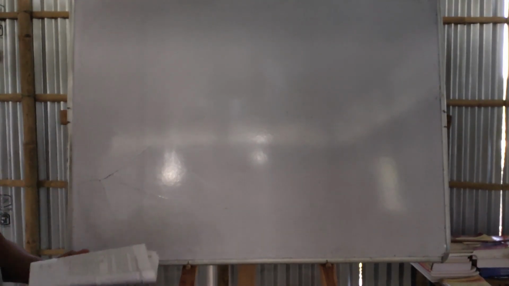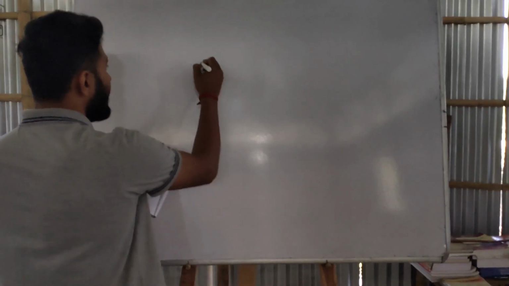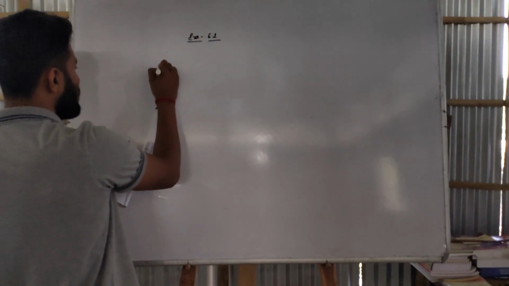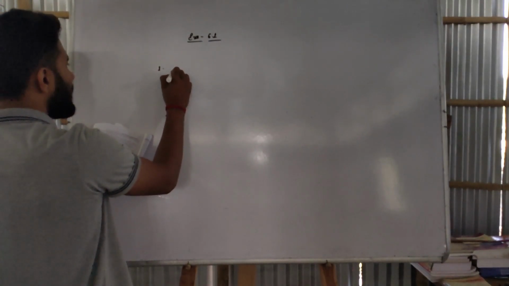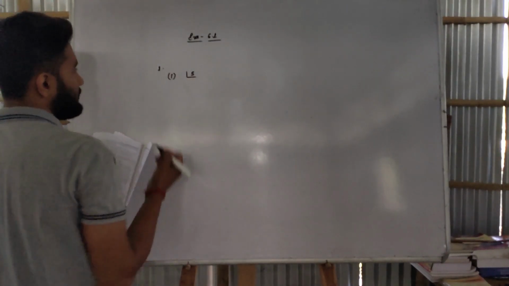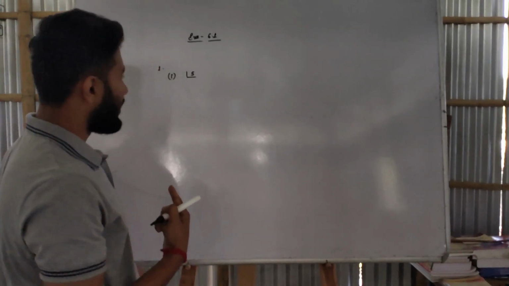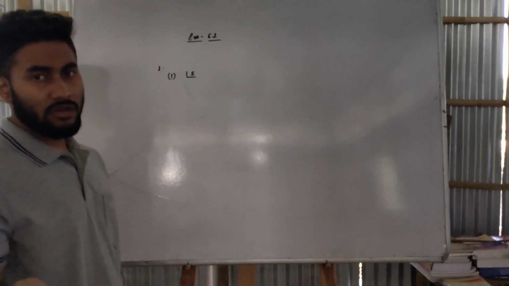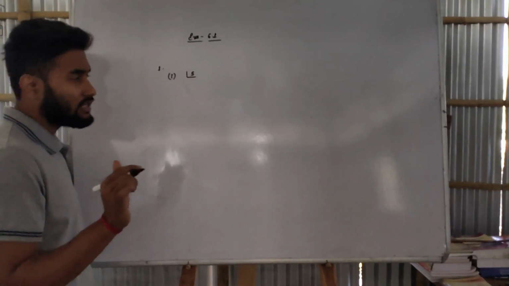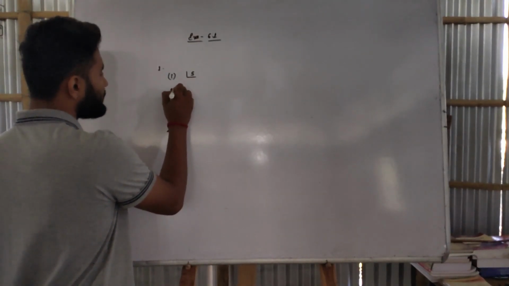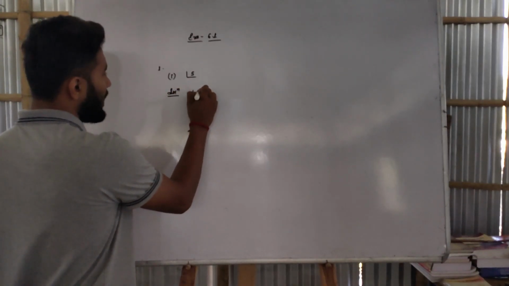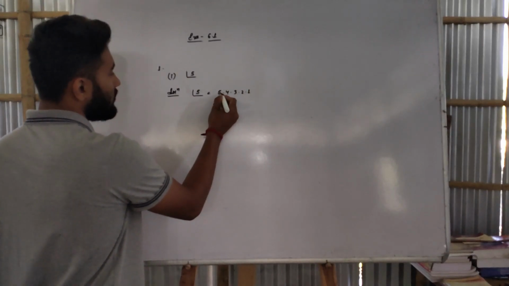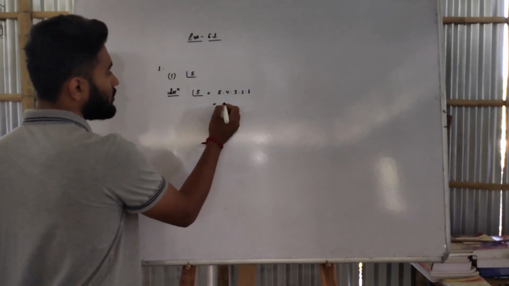Exercise 6.1, question number 1. Factorial 5 is a very important number. You should always remember the value of factorial 5 to be 120. It will help in your difficult questions. Factorial 5 is 120. So solve factorial 5. Solution: factorial 5 is equal to 5 into 4 into 3 into 2 into 1, which is how much?